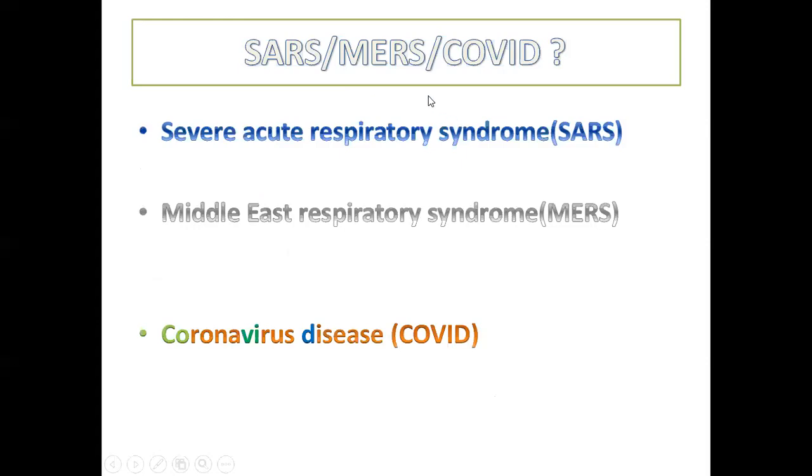Now the acronyms for SARS, MERS, and COVID. SARS is the acronym for Severe Acute Respiratory Syndrome. MERS is the acronym for Middle East Respiratory Syndrome. And COVID is the acronym for coronavirus disease. So it is important to understand these acronyms.